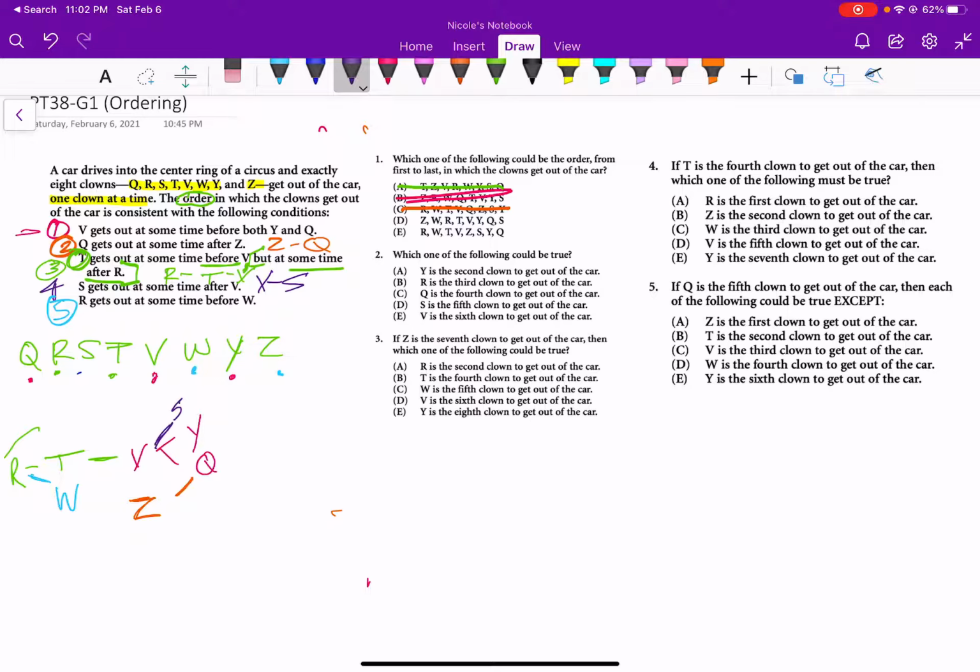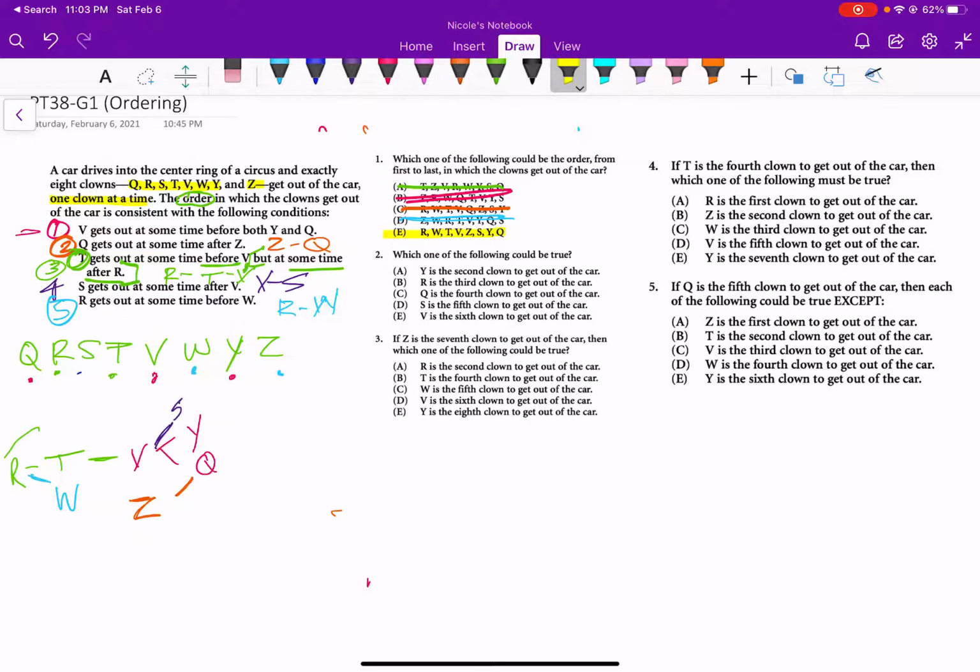So I'm going to go on to rule number 5, which says R gets out sometime before W. So we're looking for something that says R and then W, which D does not work. So that leaves our answer being E.